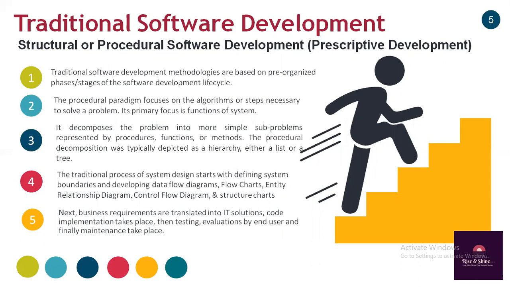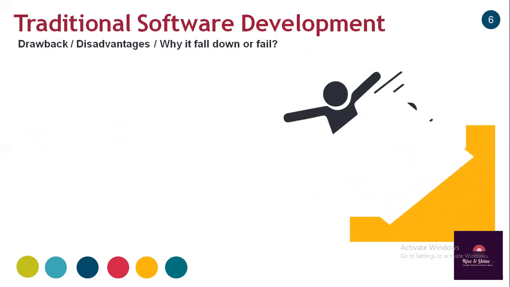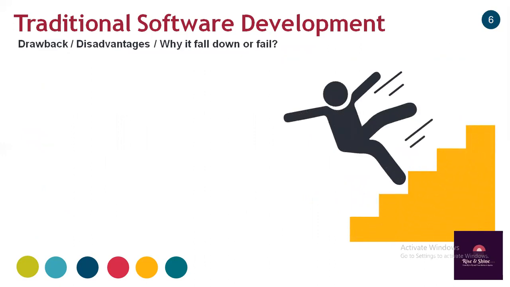We are creating models, and tools such as data flow diagrams, flow charts, and entity relationship diagrams are used to translate the business requirement. So the moral of the story: traditional software development focuses on functions. Some tools are used, such as data flow diagrams and flow charts, and these are prescriptive. Next we are going to see the drawbacks, or disadvantages, of traditional software development. Why did it fail, though it is step by step?